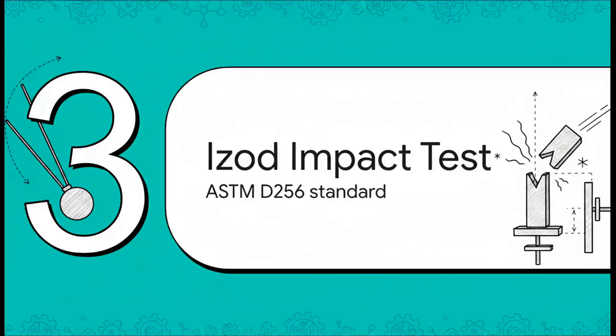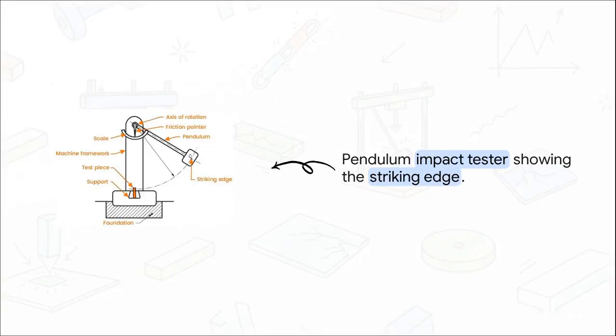All right, Section 3. Let's get into the details of the IZOD impact test, which is defined by the widely used ASTM D256 standard. The IZOD apparatus you see here is an absolute industry workhorse. It's used extensively across the field of polymer science for quality control and for establishing critical material specifications. Now, let's look at its parts.